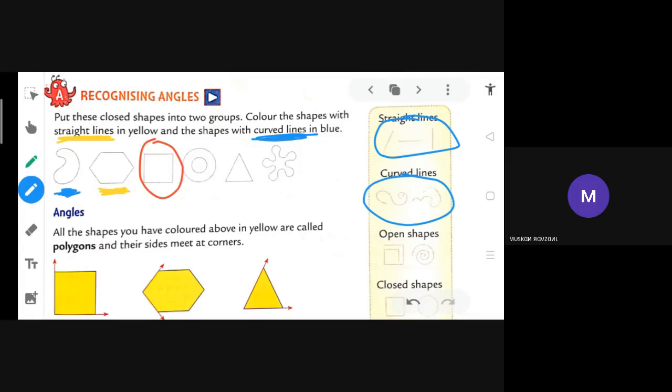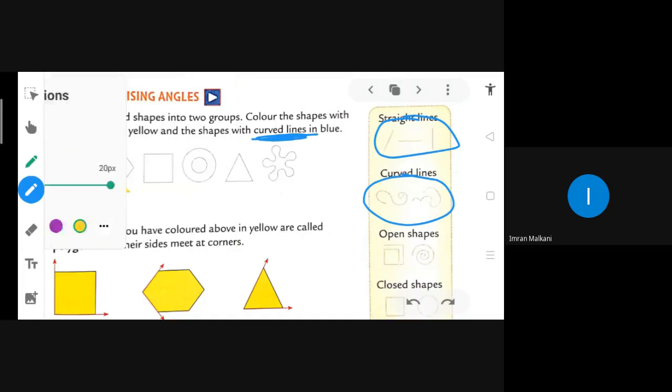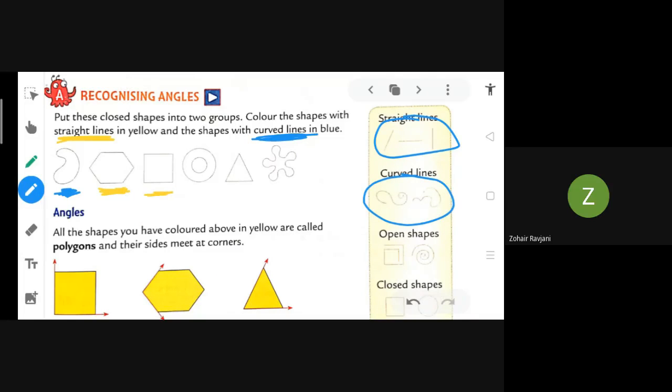Wait, Alisha. Khadija, you tell me about the third shape. It is made up of a straight line or a curve line? Ma'am, straight line. So which color? Yellow color. So I'm using yellow color. Then next, Alisha, you want to speak now?